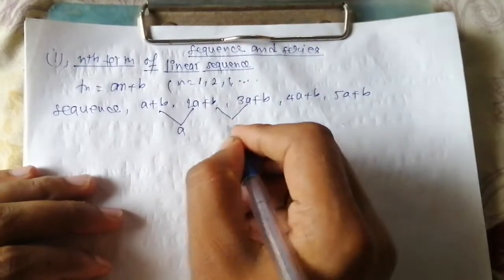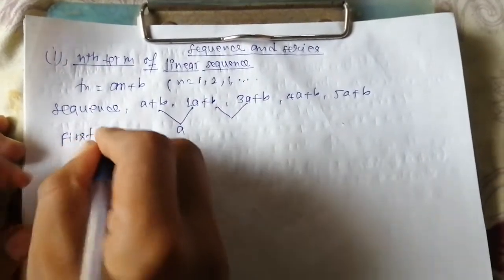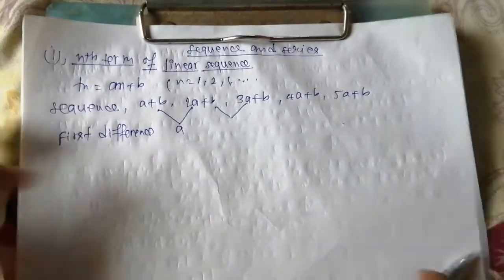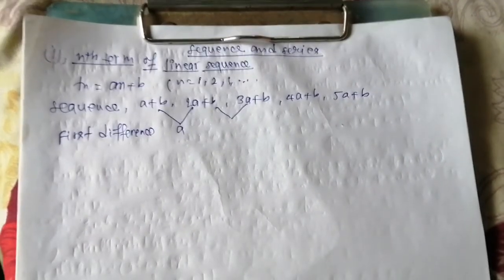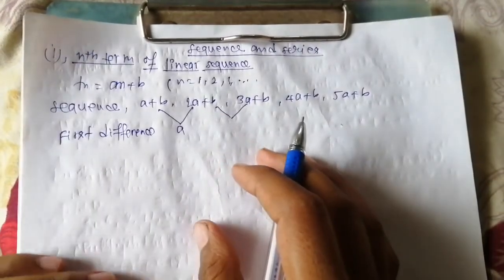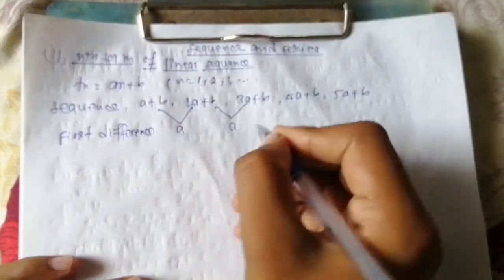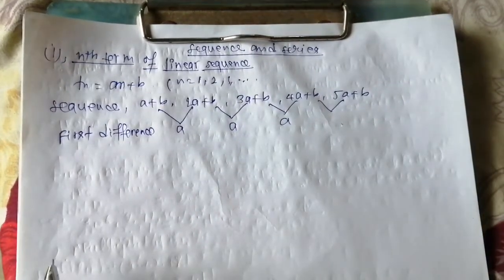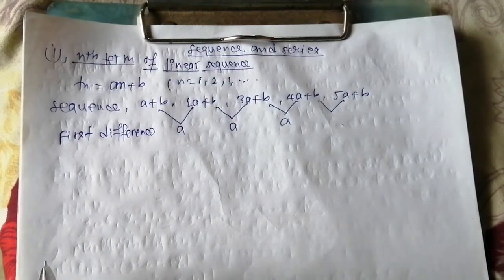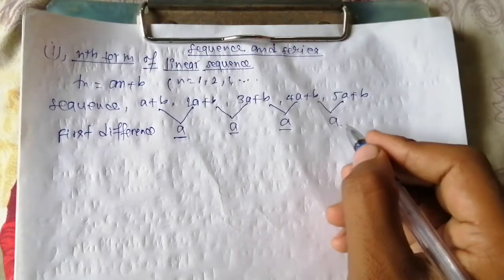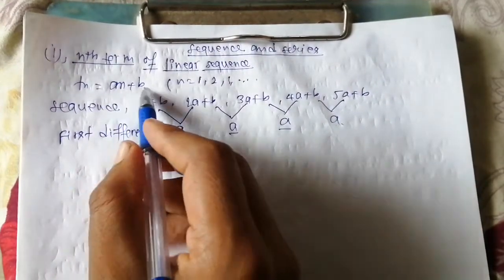Here is also a first difference. So what is here? The first difference is a. Here is also the first difference a, and here also the first difference is a. If any polynomial or any sequence has a common difference, that will give you a constant common difference. So this will give you the nth term an plus b.